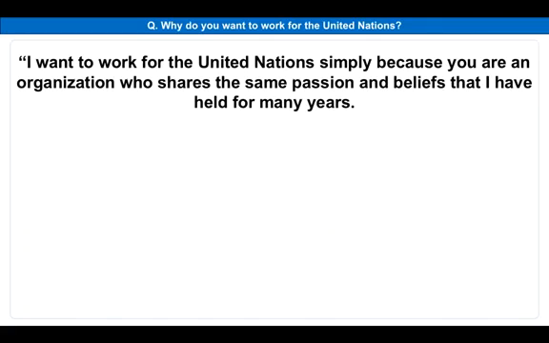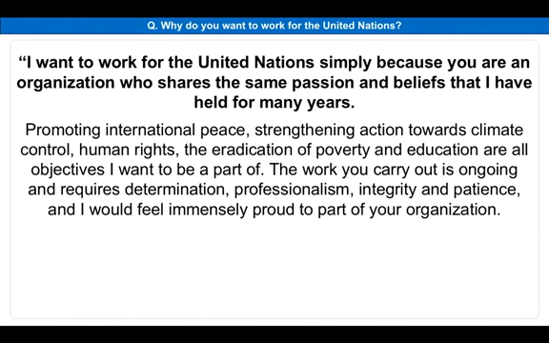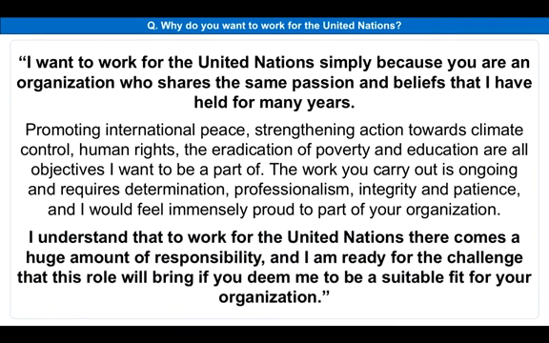I want to work for the United Nations simply because you are an organisation who shares the same passion and beliefs that I have held for many years. Promoting international peace, strengthening action towards climate control, human rights, the eradication of poverty and education are all objectives I want to be a part of. The work you carry out is ongoing and requires determination, professionalism, integrity and patience, and I would feel immensely proud to be a part of your organisation.